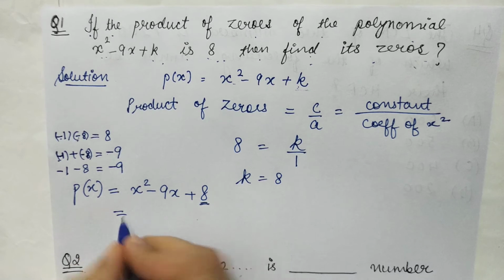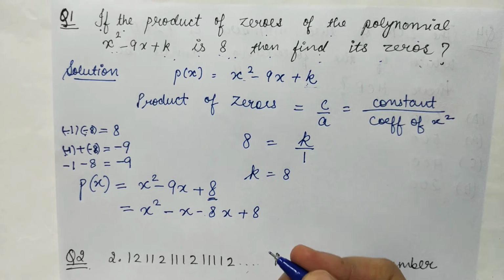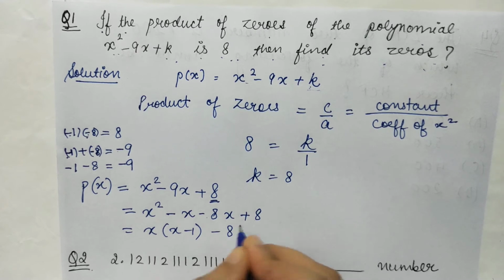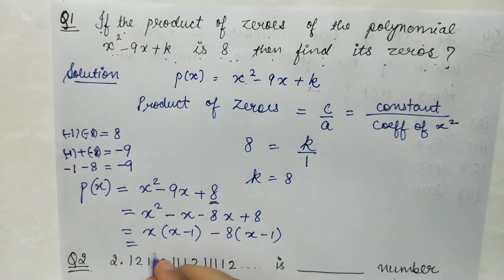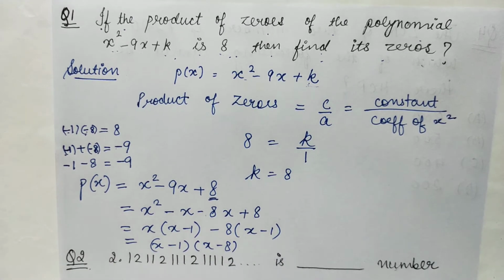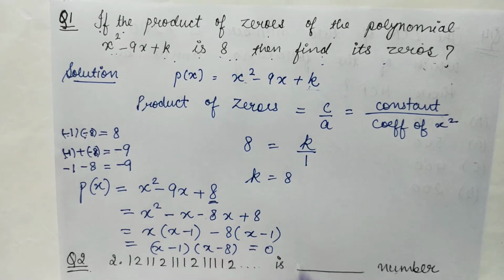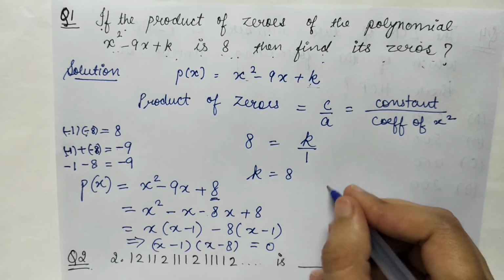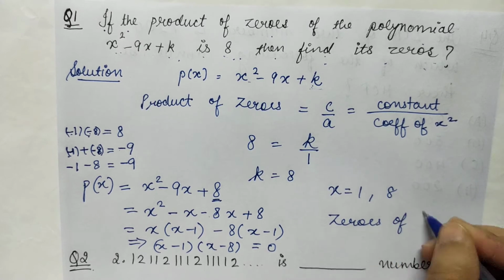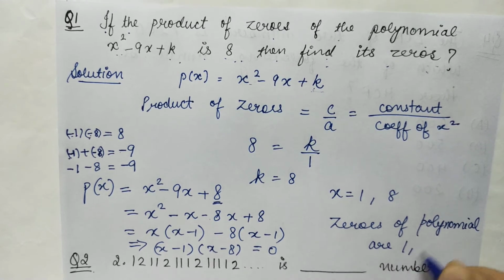So here it comes x square minus x minus 8x plus 8. You can split the middle term in this way. Taking x common, we get x minus 1. Taking minus 8 common, we get x minus 1. So we get x minus 1 into x minus 8. You have to find the zeros of the polynomial, so we take it as 0. So x is equal to 1, 8. So the zeros of the polynomial are 1 and 8.